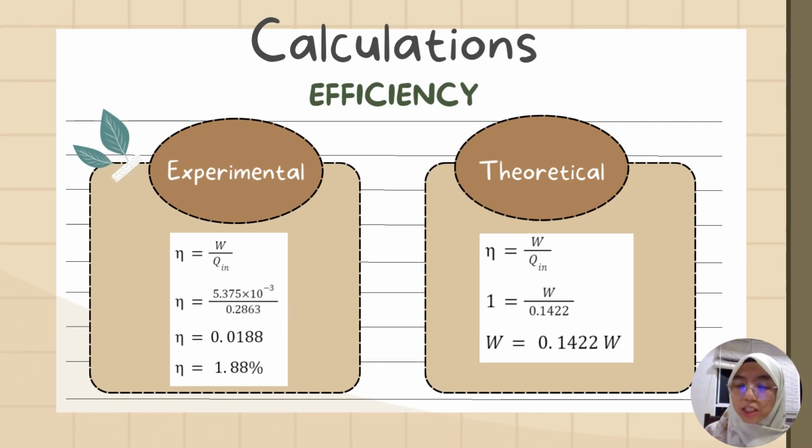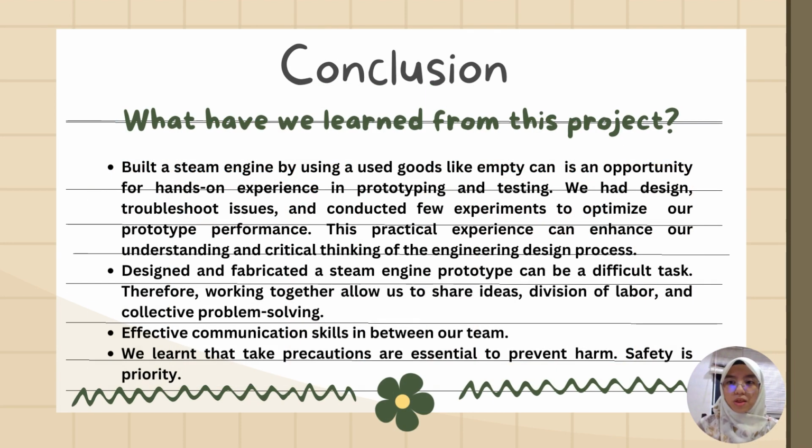After we manage to calculate the heat supply, we continue our calculations to find the steam engine's efficiency by using the formula of efficiency equals work per Qn. With all being said, I am going to conclude this video presentation.